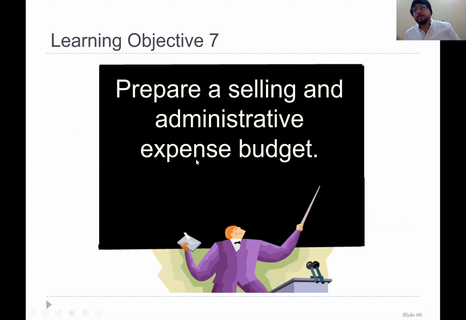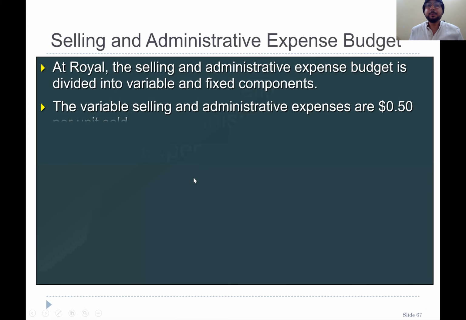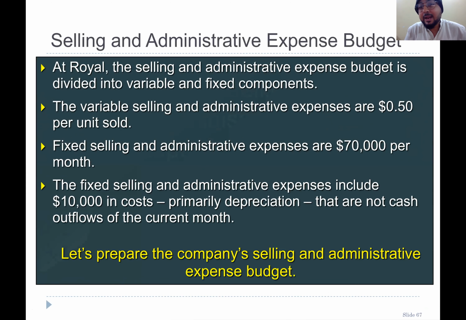Okay, now preparing the selling and administrative budget. Here we go. So at Royal, the selling and administrative expenses budget is divided into variable and fixed. Variable selling and admin expenses are 0.50 per unit sold. So where do we get units sold from? From the sales budget, right? They will be selling this many units, multiplied by 0.5. That's it. That's our variable. And 70,000 is our fixed, including 10,000 depreciation.